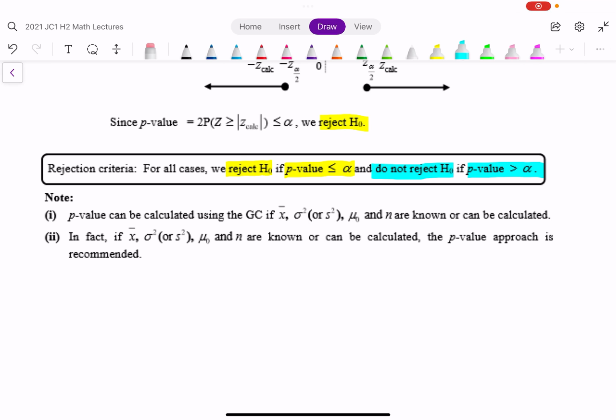You will see that this approach is actually much easier if all your values are known, meaning your x bar, your mu naught, sigma square, and n, or if you don't have sigma square, you have s square. With all these values given to you, please use the p-value approach because it is much clearer and easier to help you come to a conclusion for the hypothesis test.